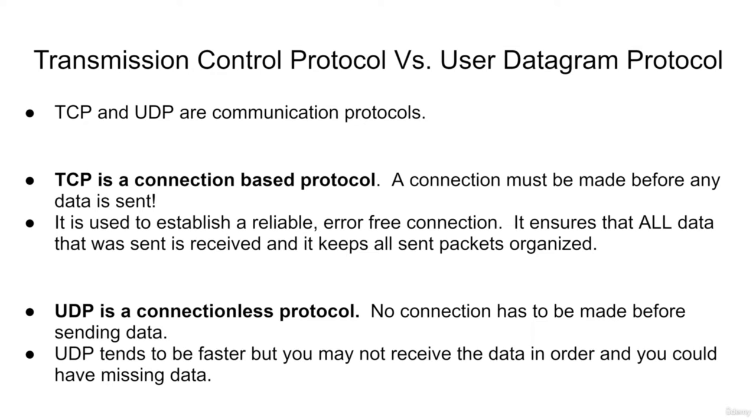TCP is very secure, or not secure, I shouldn't say secure, but it's more reliable. We establish a connection, we make sure that there's a connection, we send packets of information, we wait for confirmation that the packets were received, and we continue on. UDP is less reliable. UDP really doesn't care. UDP is just like, hey, I'm going to start sending information out and hopefully it gets to where it needs to go.